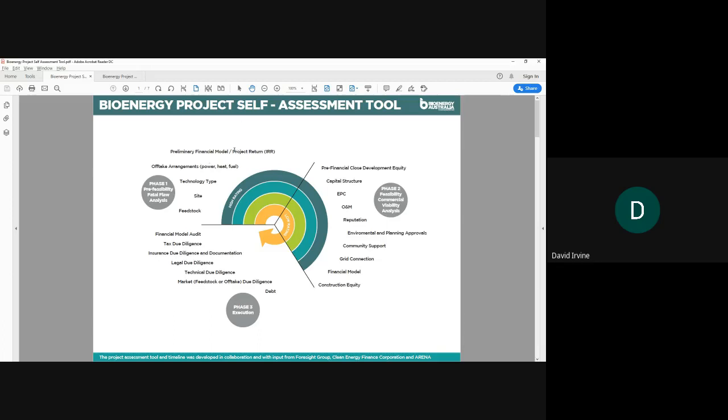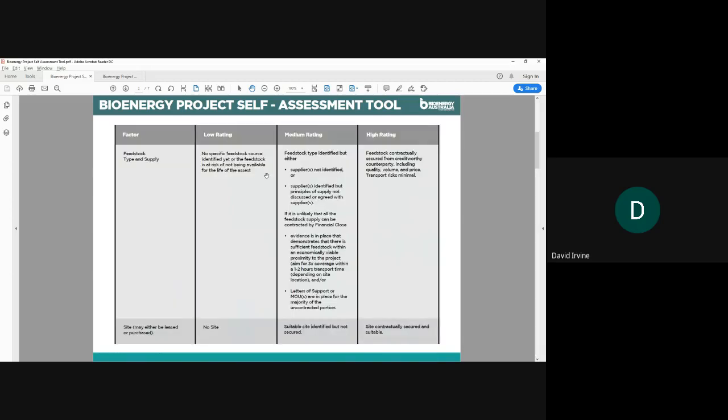So that's a bit of a high-level summary of the assessment tool. I won't go through it in detail because it's probably best for others to click on the link and go through it. But the self-assessment tool actually then goes through each of the key factors I've just mentioned and assigns what we would consider to be a low, medium, or high rating. And that's effectively looking at whether or not something has a high level of risk or low level of risk.